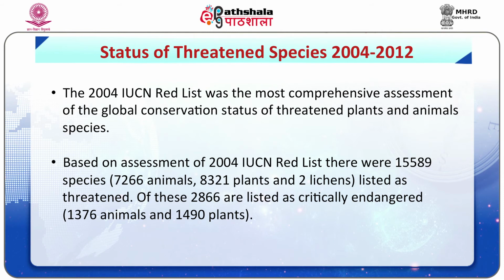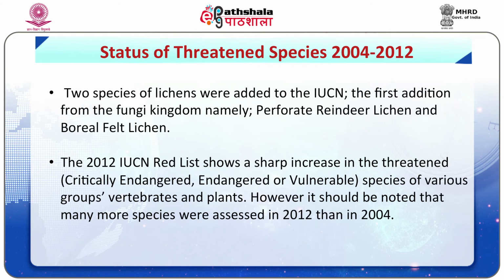In 2004, the IUCN Red List was the most comprehensive assessment of the global conservation status of threatened plant and animal species. Based on the assessment of the 2004 IUCN Red List, there were 15,589 species listed as threatened. Of these, 2,866 are listed as critically endangered. 2 species of lichens were added to the IUCN.